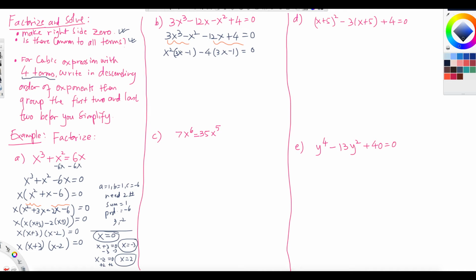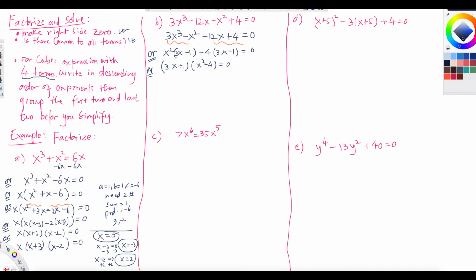Now 3x minus 1 is common to this and that, right? So you write 3x minus 1 is common. What is left is, we usually write "or", okay? You write "or" because there is an equal sign later, so we don't write the equal sign at the beginning. So, 3x minus 1 is common, and what is left is x squared minus 4 equals 0.